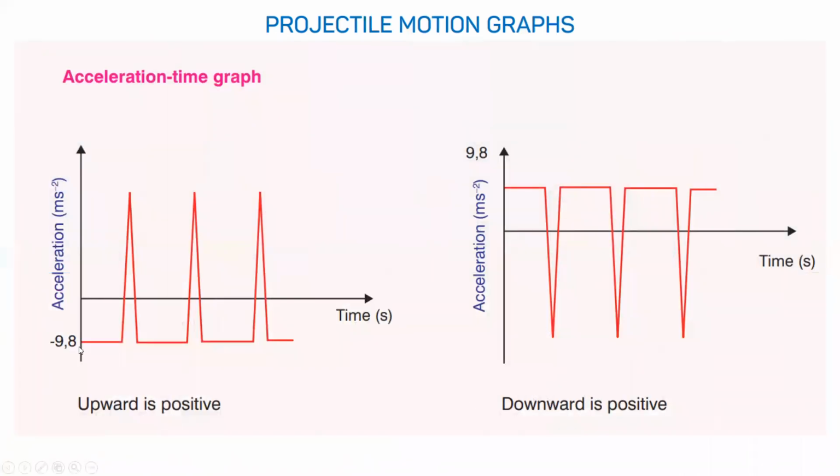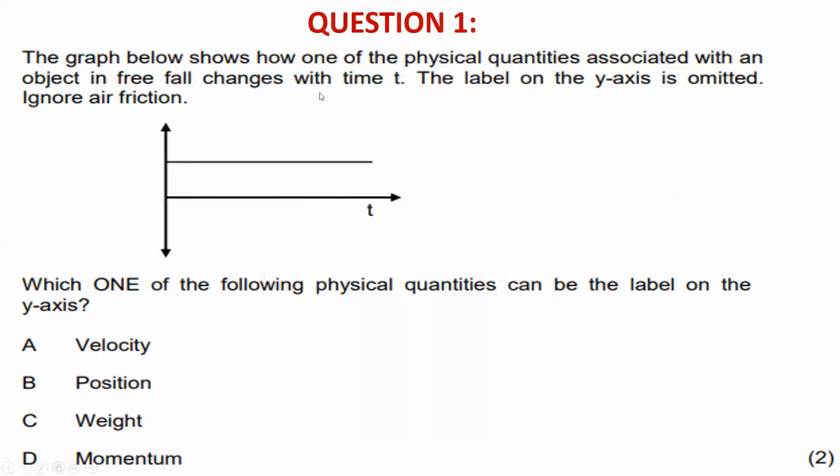Acceleration time graph. For bouncing, it's happening like this. For example, if upward is positive, you start with negative acceleration, and then when touching, as you see, just going up, it changes to positive and coming down, just like that. And if downward is positive, you start with positive and then change to negative quickly, for a few seconds, and then coming back. This is the acceleration time graph. And then let's continue with questions.